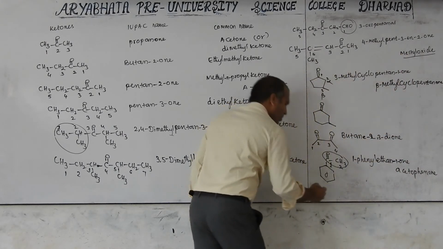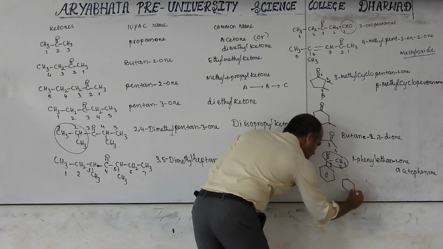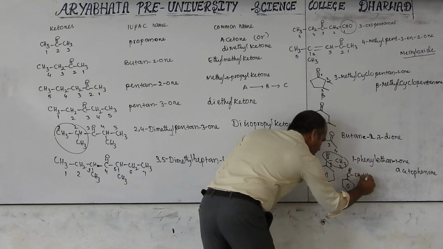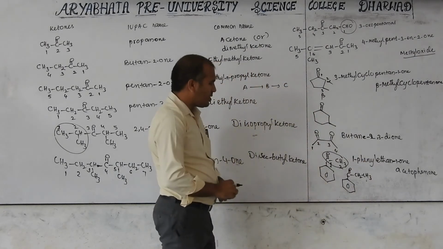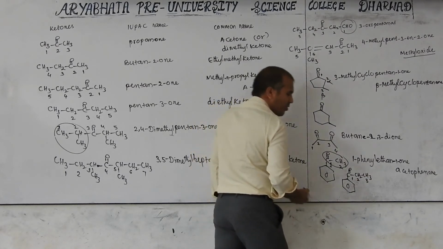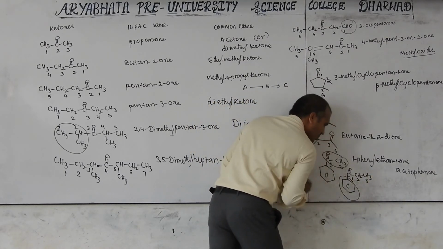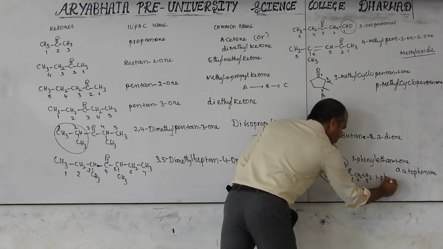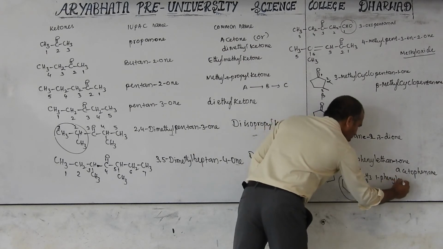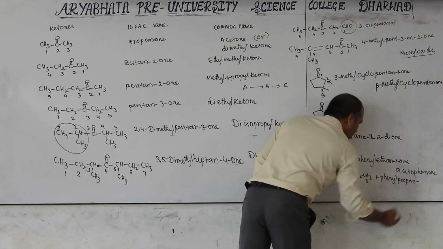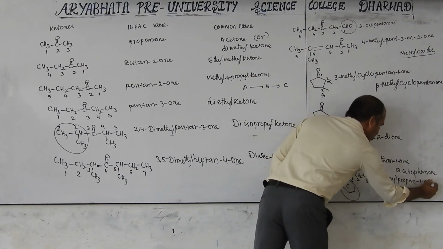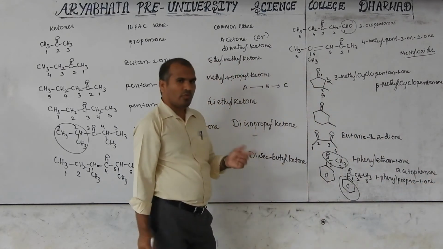First name is IUPAC. Now one more important compound: C double bond O, CH2, CH3. Its IUPAC name: numbering 1, 2, 3. At the first position we have the phenyl group, as a substituent. Total 3 carbons are there, it is called propane. Remove E. At the first position only is the double bond with C double bond O. 1-phenylpropan-1-one.